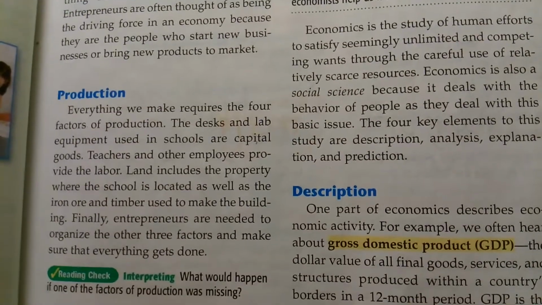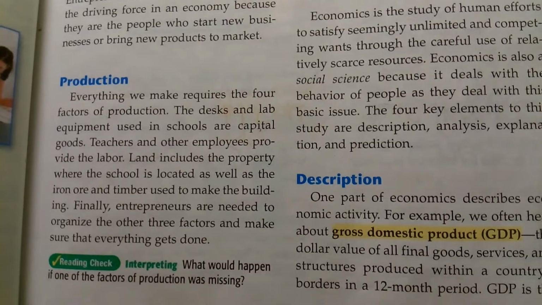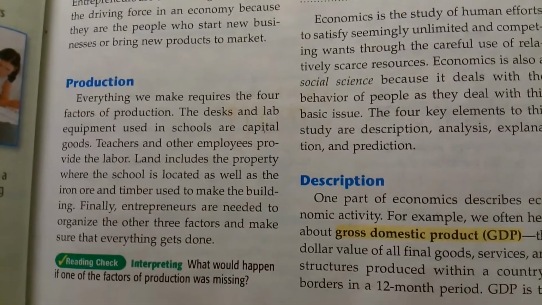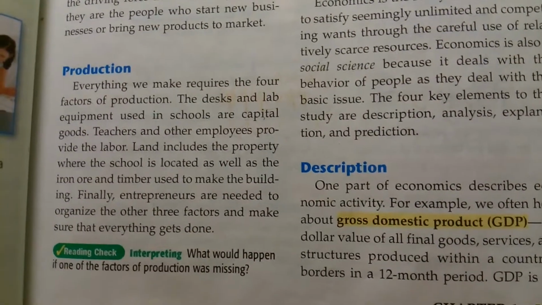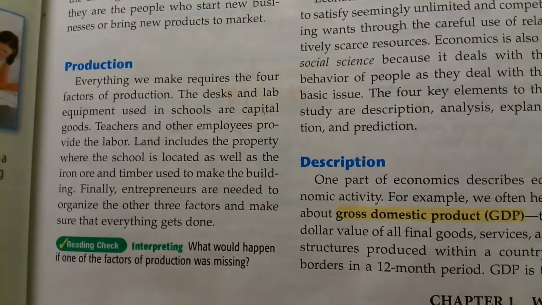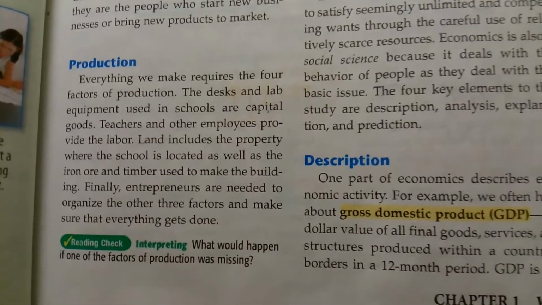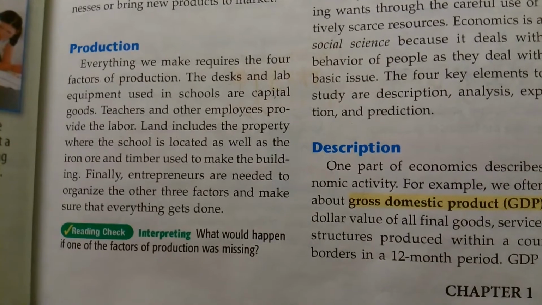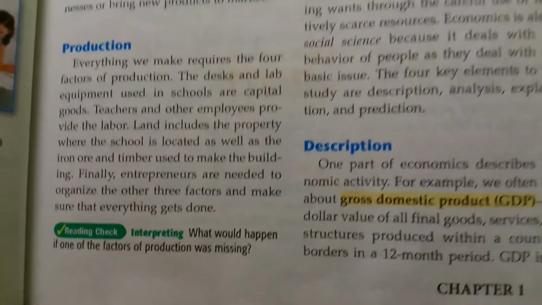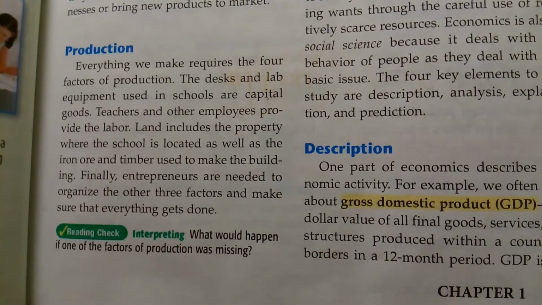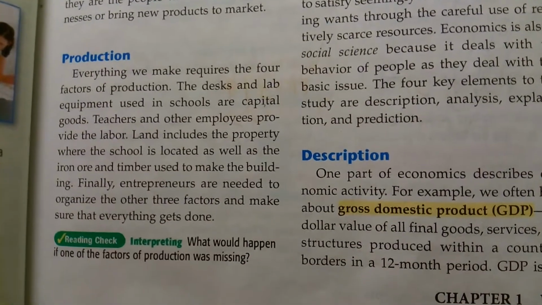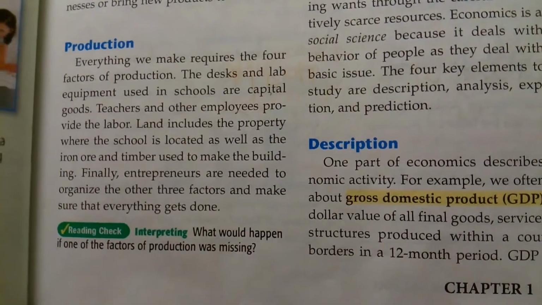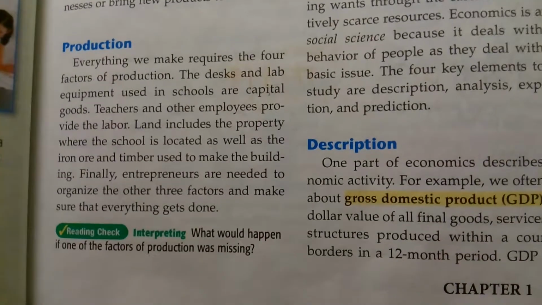Production. Everything we make requires the 4 factors of production. The desks and lab equipment used in schools are capital goods. Teachers and other employees provide the labor. Land includes the property where the school is located, as well as the iron ore and timber used to make the building. Finally, entrepreneurs are needed to organize the other 3 factors and make sure everything gets done.